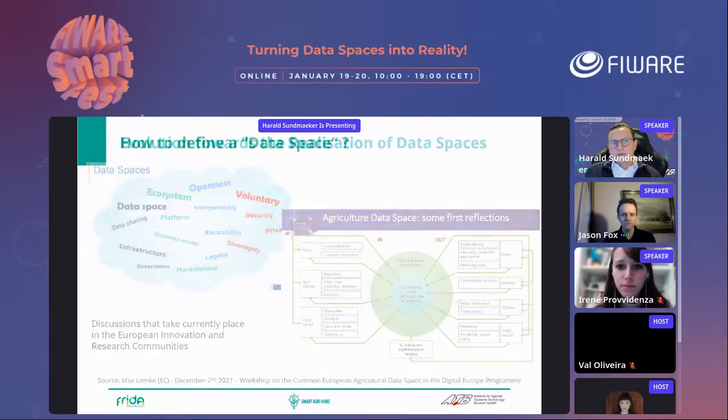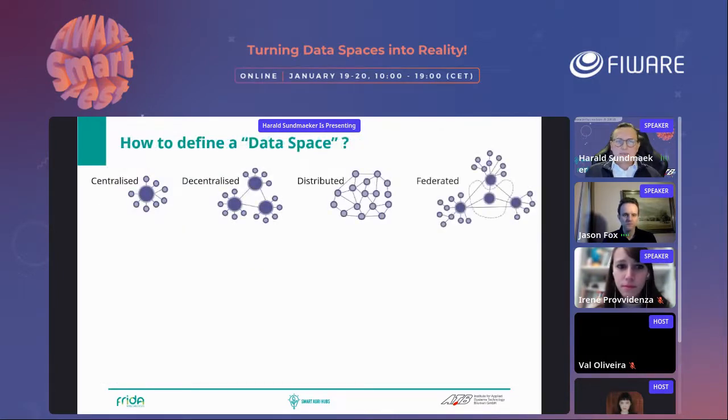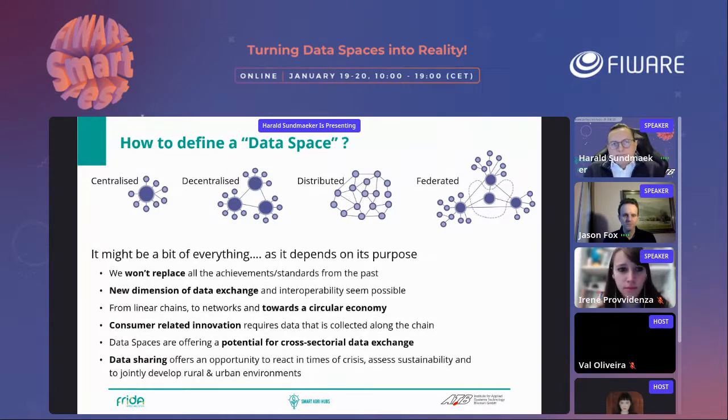And then when we are trying to define a data space, so what, at the very end of the day, is it? Is this a centralized, a decentralized, a distributed, a federated system? Well, we possibly might need to say it might be a bit of everything. So we also need to ask ourselves, what is its purpose? What are we doing with this? And I think when we're talking about data spaces, it won't replace all the achievements and standards from the past. On the contrary, I would say, we can really take advantage of what we did before.